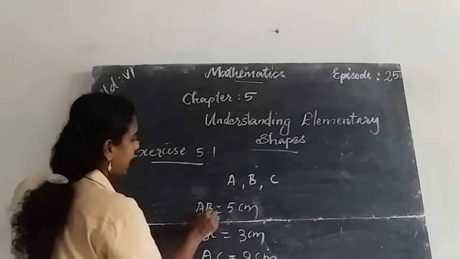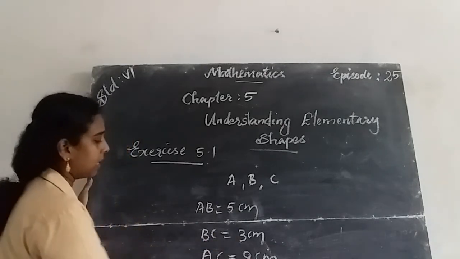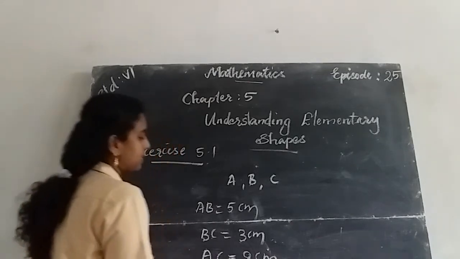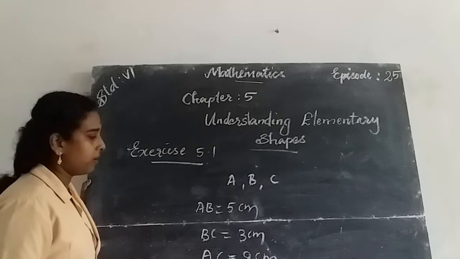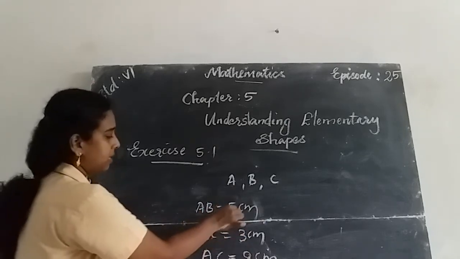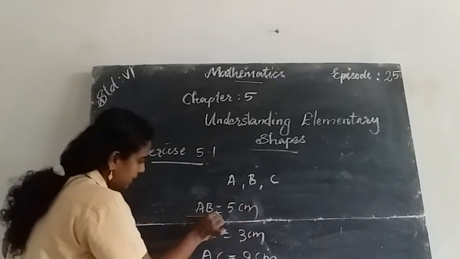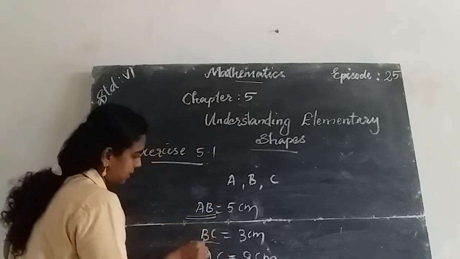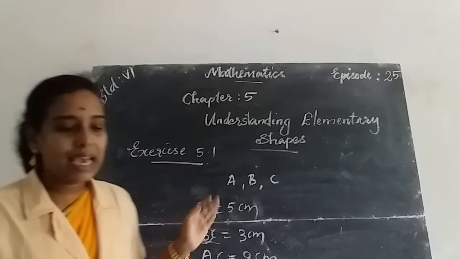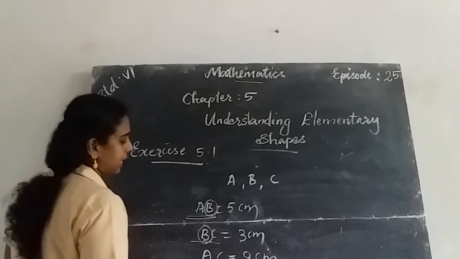Here AB measures 5 cm, BC measures 3 cm, AC is equal to 8 cm, and AC is the sum of AB and BC. That is 5 plus 3, we get 8 cm. Here B is a common point of AB and BC, so B lies between A and C.